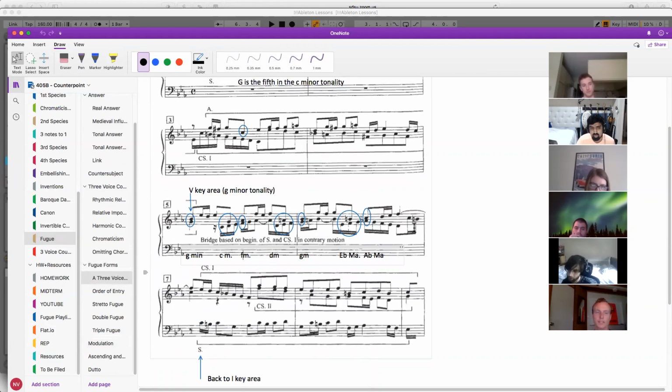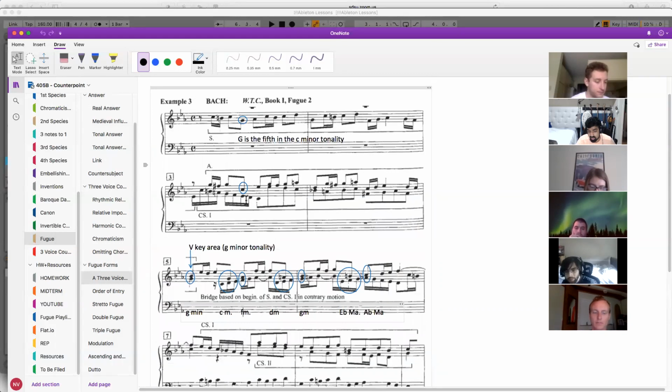Right? And basically the bridge utilizes information from the subject and counter subject in this case. This is fancy, right? It's using some of, I guess right here, this is the subject. And you can see that it's being used right here, right? When it's being sequenced.